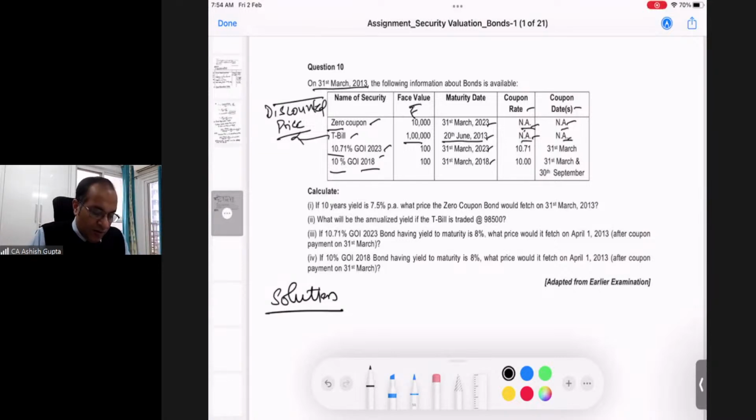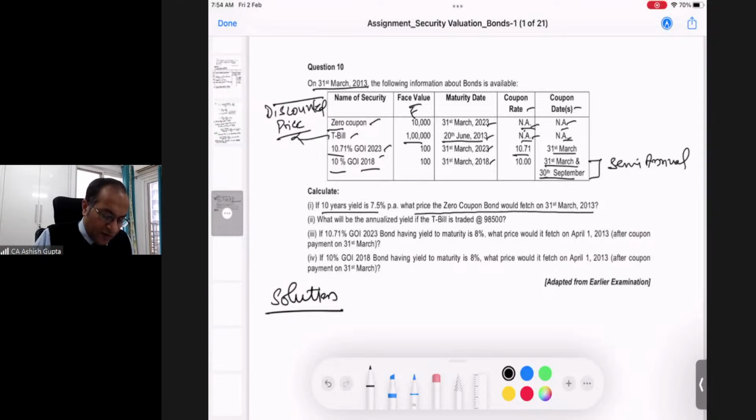Now when we talk about the 10.71, it is a semi-annual payment. In this case, there are two payments, one after each 6 months, so it is a kind of semi-annual arrangement. If the 10 year yield is 7.5%, what is the price of a zero coupon bond that it would fetch?